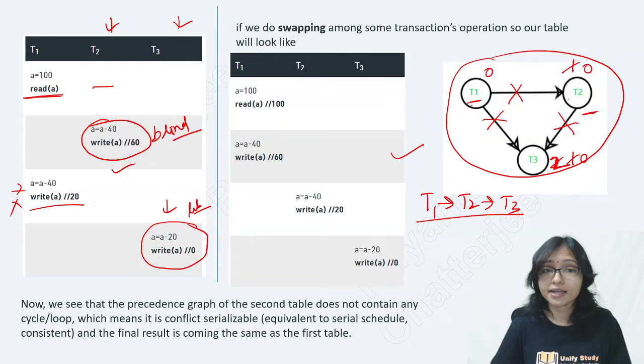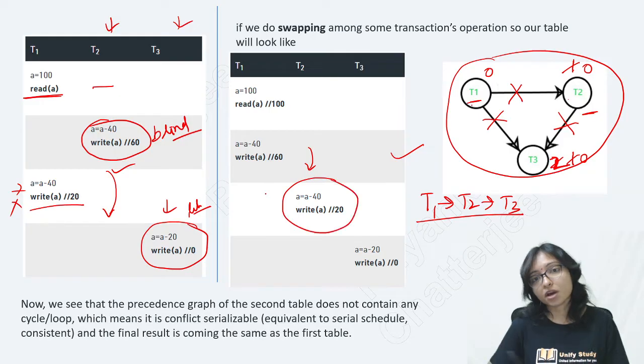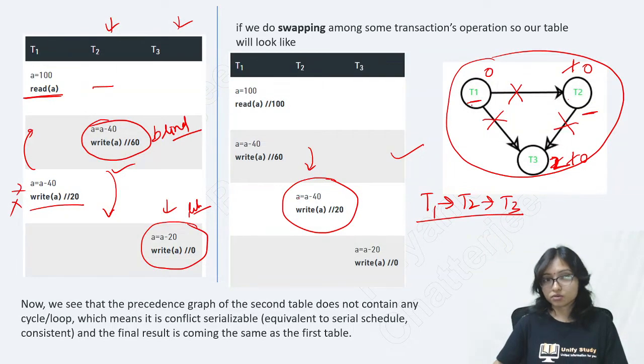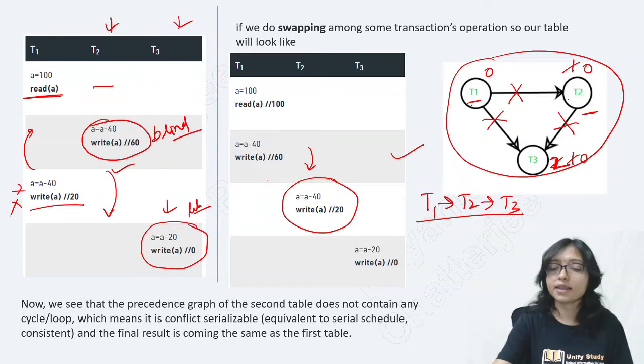Whenever there is a blind write operation, you can do the swapping. That's why this will be swapped down. I can do the swap down here because I am not reading, right? So I can swap up this one and this one can be swapped down. This is the first thing of blind write.